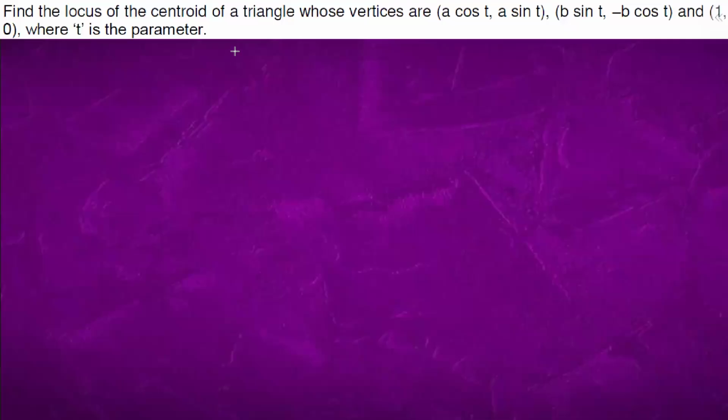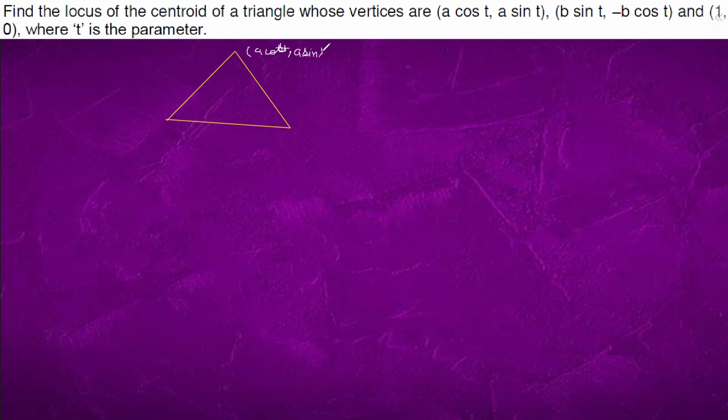In this question, we'll go with the first triangle. And then we'll take three different points: (A cos t, A sin t), (B sin t, minus B cos t), and this is what? (1, 0).